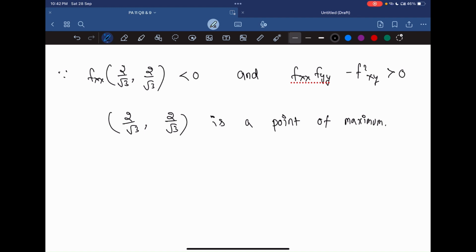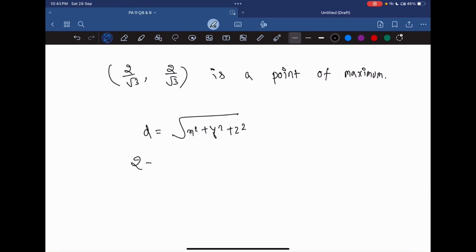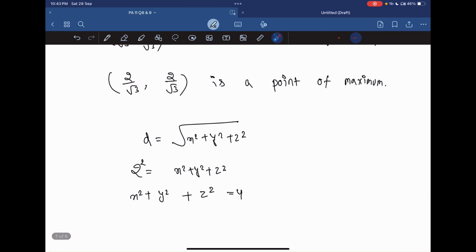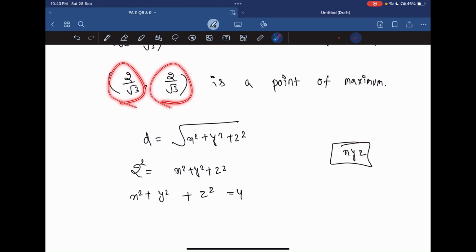Now again, if we check for the diagonal, we are given that the diagonal is the square root of x square plus y square plus z square, and it was given to be 2. So 2 square was x square plus y square plus z square. So x square plus y square plus z square is equal to 4. Now we want to find the x, y, z such that the volume is maximum, that is this function xyz is maximum. We just found out that it is maximum at the point 2 by root 3 comma 2 by root 3, that is x and y values are 2 by root 3 comma 2 by root 3.